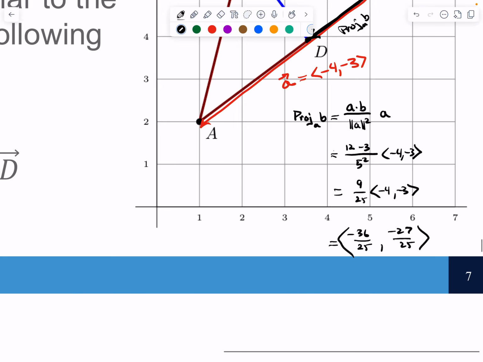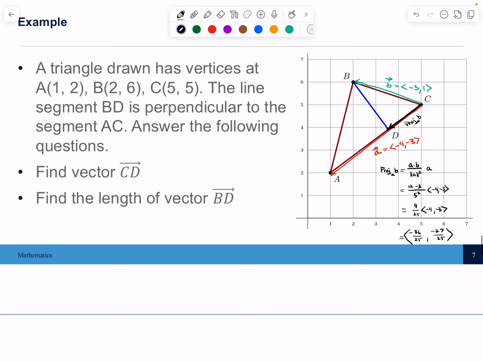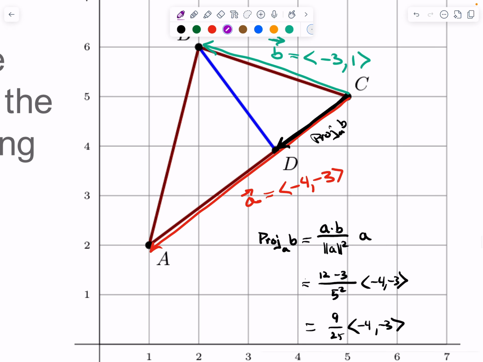So there's that. Might be a better way to write that, but I'm just going to put it in right here. Next, we're going to find the length of vector BD. All right. Well, this is going to be painful, I can see right off the bat.